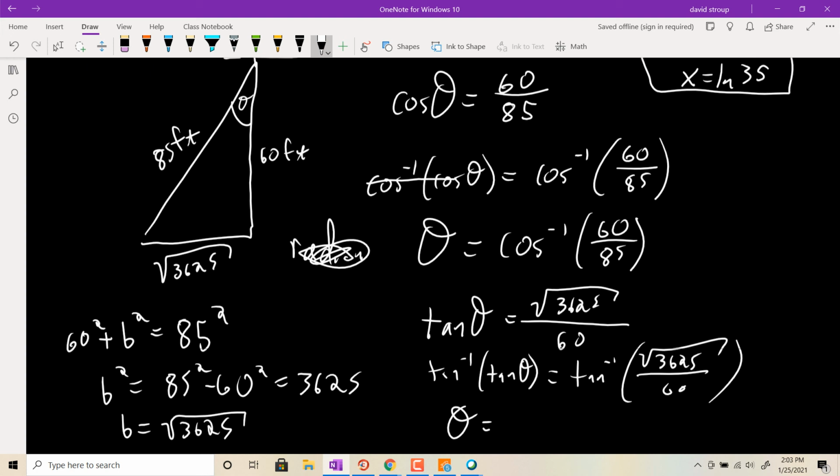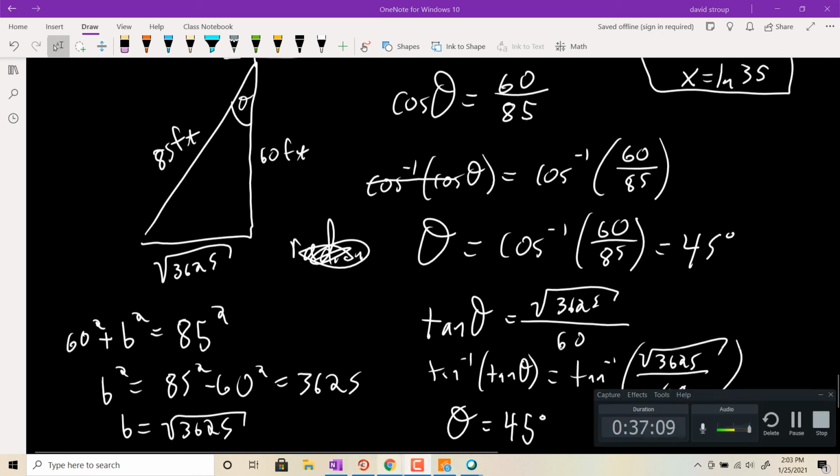So square root of 3625 divided by 60, and I lost a parenthesis, and I'm getting a different answer. Whoops, I put it in wrong. 3625. I'm still getting the wrong answer. Oh, I still put it in wrong. So this would be an end parenthesis, and then get that. And I got the same answer. So yeah, either way you slice it, you're gonna get 45 degrees. This is 45 degrees.